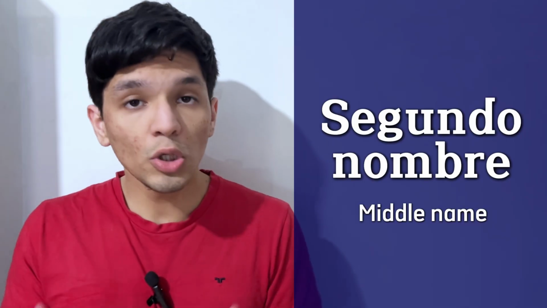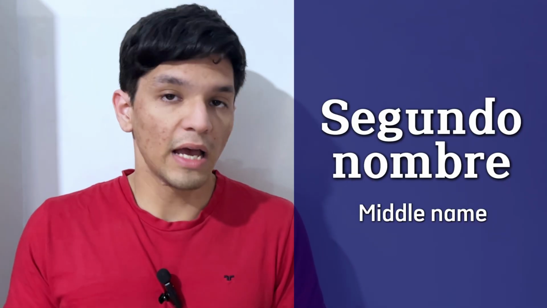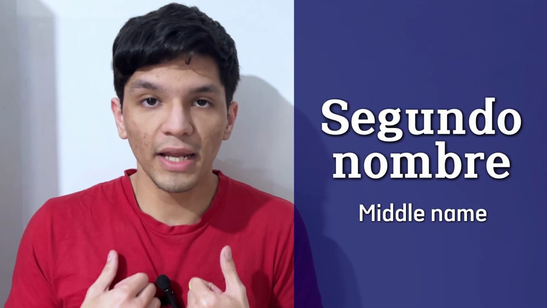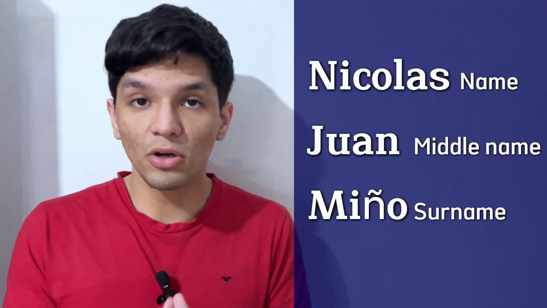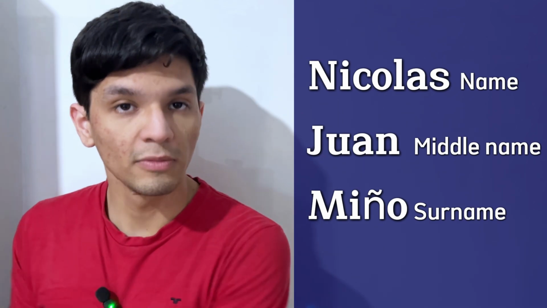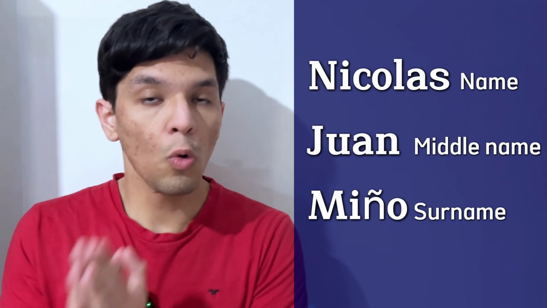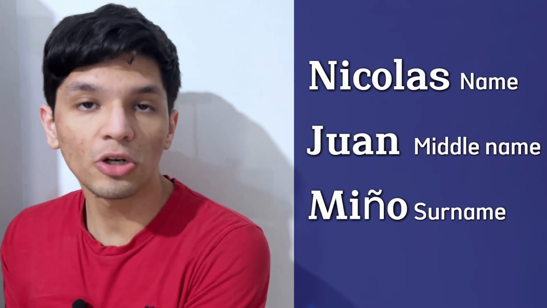Segundo nombre doesn't mean second name, which is surname. Not at all. Segundo nombre means middle name. As for example, mi segundo nombre es Juan. So my complete name, mi nombre completo, es Nicolás Juan Miño. Right? Nicolás, first name, Juan, middle name, and Miño, surname.